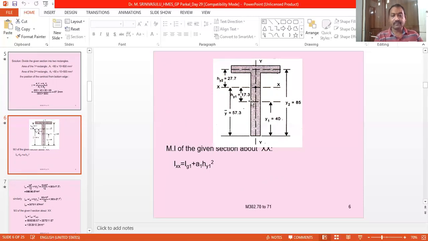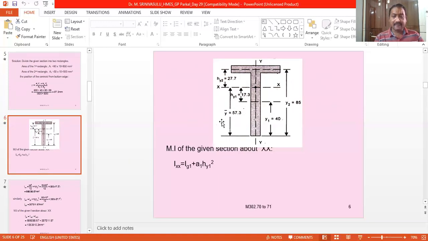Now, similarly, y1 is equal to 40 for this rectangle and y2 is equal to 85 for this rectangle. Now we already found the y bar. Y bar is equal to 57.3. Then hy1 means the difference between the y bar and y1. So here 57.3 is more and 40 is less. So 57.3 minus 40 is equal to 17.3, that is hy1.